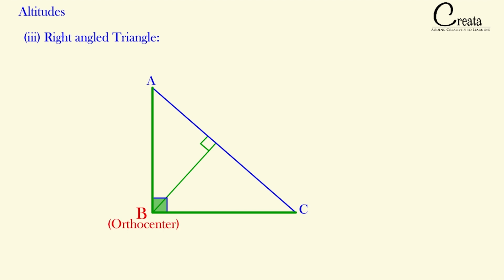a right angle triangle. Very important fundamental: the orthocenter of a right angle triangle is the vertex of a right angle triangle. Which vertex? Which is having the 90-degree angle. These types of questions are generally asked in the competitive exams, so you should know it.